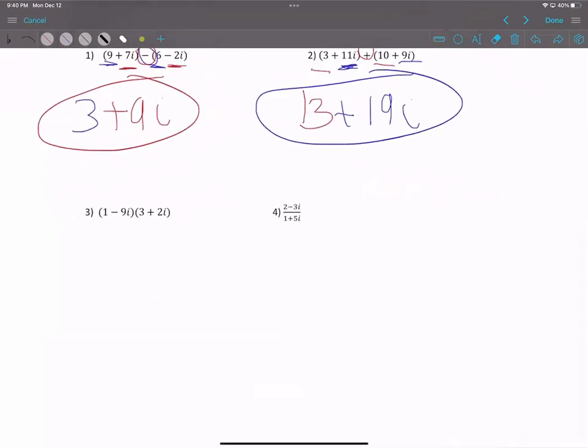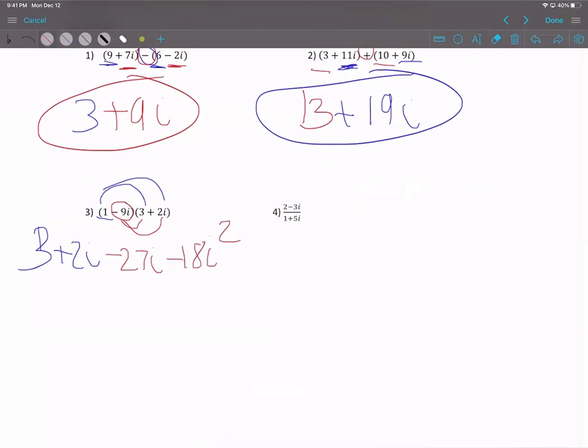So you're going to FOIL like we would normally. There's just one thing we have to be careful about with these, which I'll explain in a sec after we're done FOILing. So 1 times 3 would be 3. 1 times 2i would be 2i. Then we'll distribute our next part. Just be careful, that's a negative 9i. So that'd be minus 27i. Negative 9i times 2i would be minus 18i squared.